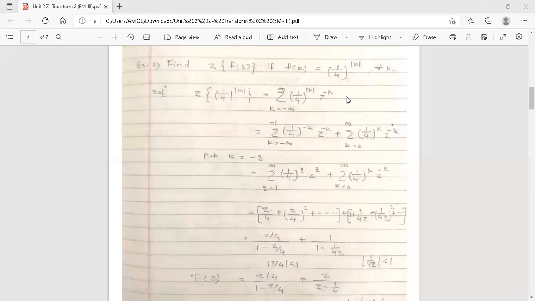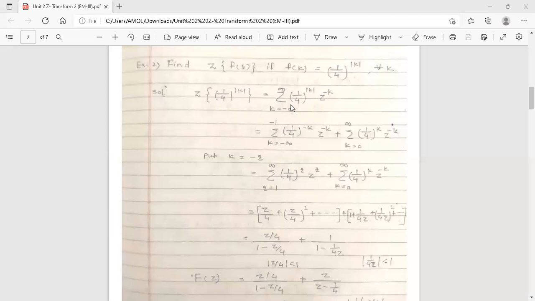Now f of k is the sequence 1 by 4 to the power mod k. So put in place of f of k the sequence 1 by 4 to the power mod k into z raised to minus k. This is the definition of Z transform. Now the limits are from minus infinity to infinity because in the sequence, the power is mod k.